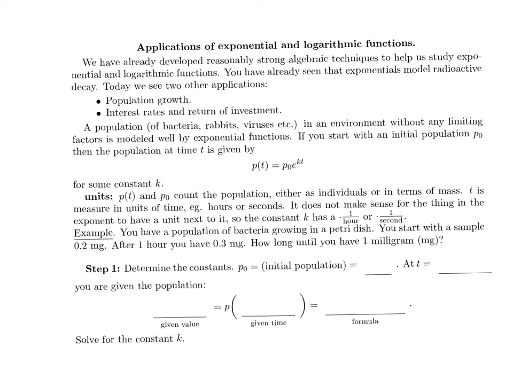t is measured in time. Could be hours, could be seconds, could be years. It doesn't make sense for the thing in the exponent, namely this thing, to have a unit next to it. I don't know what e to the 5 seconds is. So that constant has some unit next to it that must cancel out the unit coming from the time. So k will have a unit of the form 1 per hour or 1 per second next to it. So let's try to understand this.